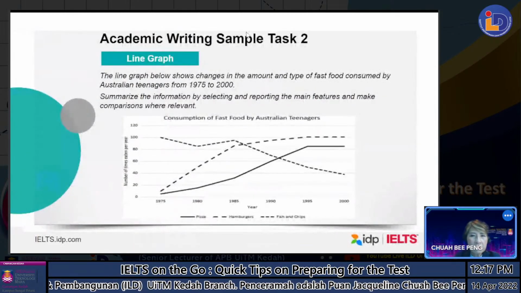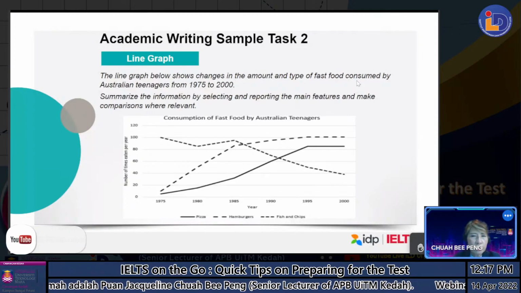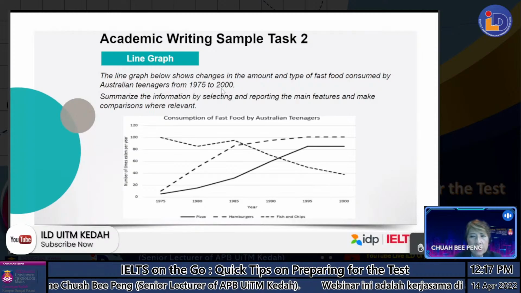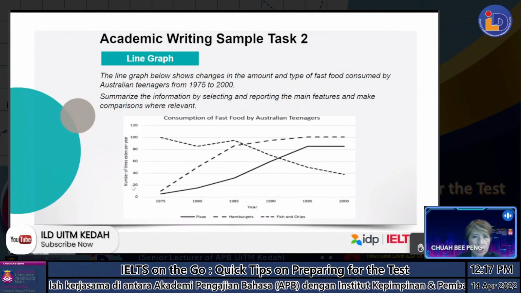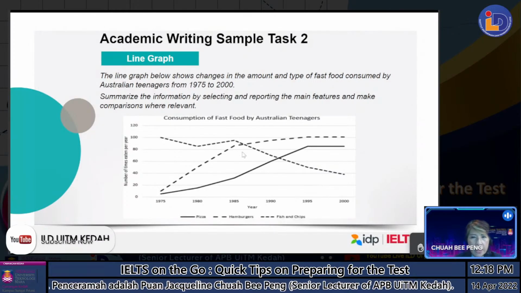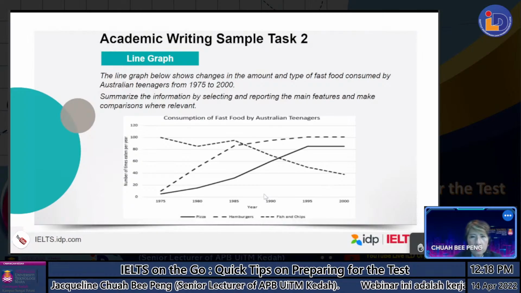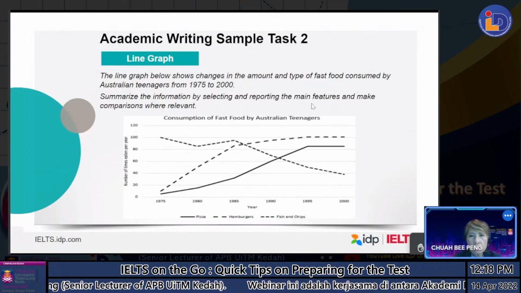For example, like this, the typical type of line graph. The line graph below shows changes in the amount and type of fast food consumed by Australian teenagers from 1975 to 2000. Summarize the information by selecting and reporting the main features. So here, the first thing when you get this is to read this, understand this, and then quickly identify the key trends, the ups and downs, the similarity, the plateau. Those are the trends that you need to highlight in your 150 words.